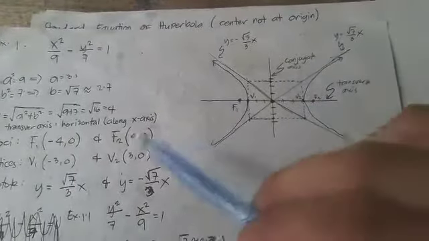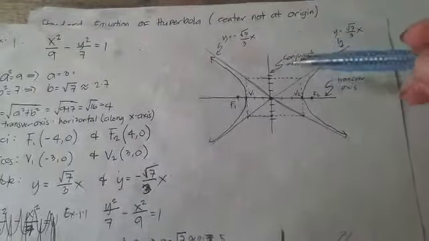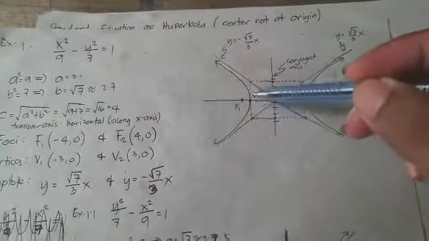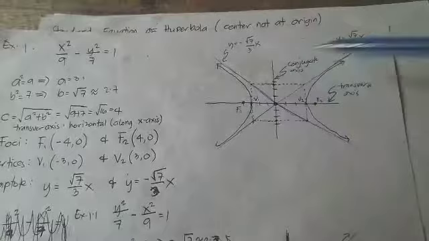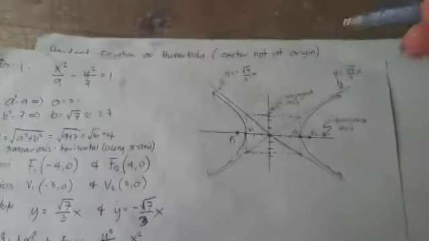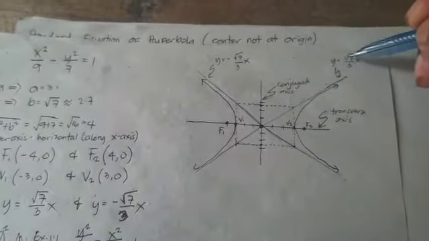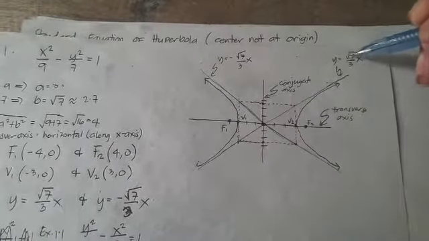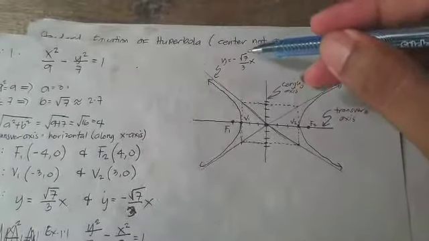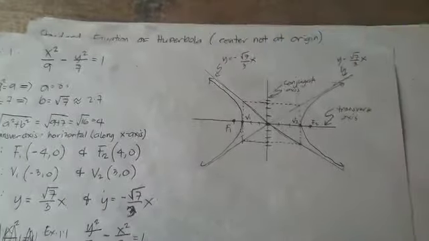So we also have now the foci, which are negative 4 and 4. So 1, 2, 3, 4, 0 and negative 1, 2, 3, 4, 0. So here are the foci, here are the vertices, and this will be our hyperbola. Now our asymptotes are y equal to square root of 7 over 3 x and y equal to negative square root of 7 over 3 x.